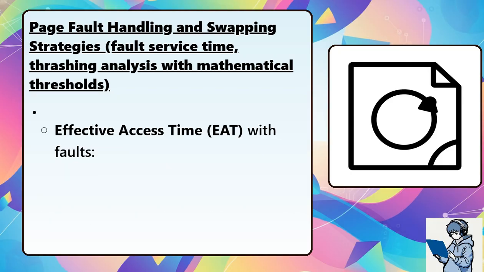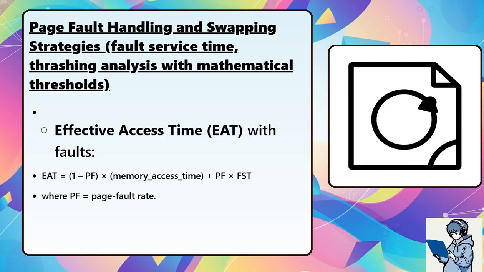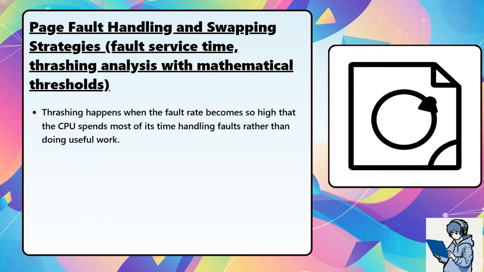Effective access time, abbreviated EAT, with faults. EAT equals (1 minus PF) times memory access time plus PF times FST, where PF equals page fault rate. Thrashing analysis. Thrashing happens when the fault rate becomes so high that the CPU spends most of its time handling faults rather than doing useful work.